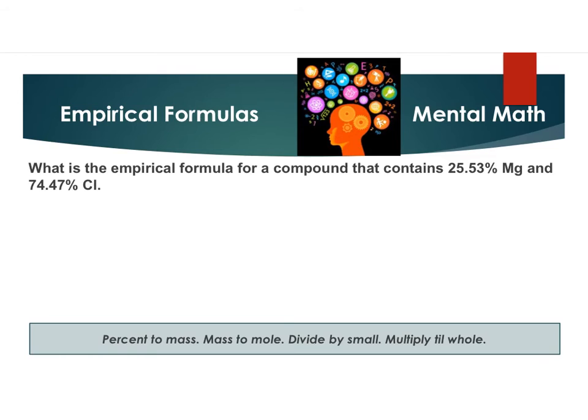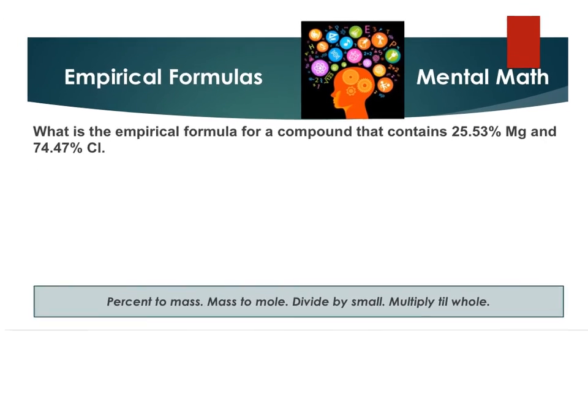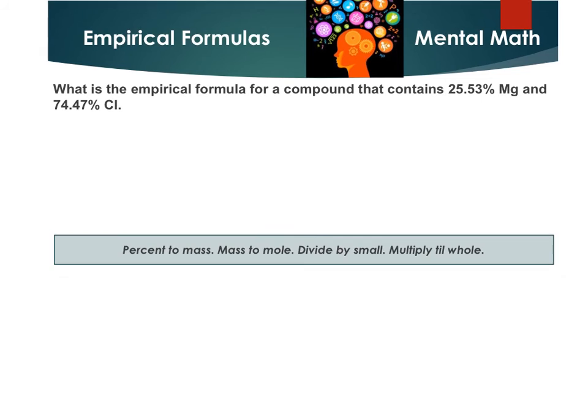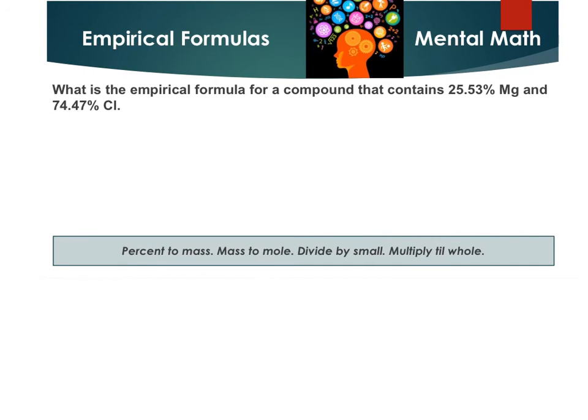This one says, what is the empirical formula of a compound that contains 25.53% magnesium and 74.47% chlorine? AP would never ever give you this problem, mainly because it's an ionic compound, and you should know that magnesium has a 2+ charge and chlorine has a 1- charge, so this compound will always be MgCl2. But let's pretend that we didn't know that, because we forgot our chemistry over the summer, and work this like it was a covalent problem.